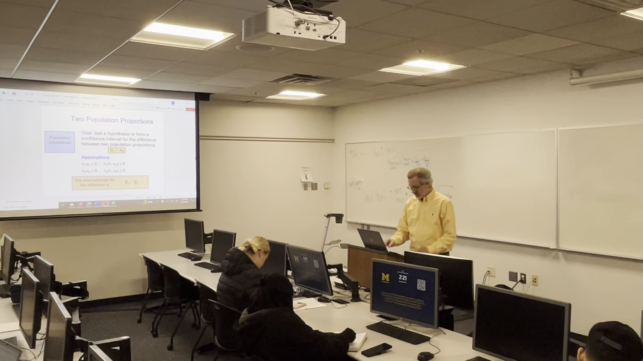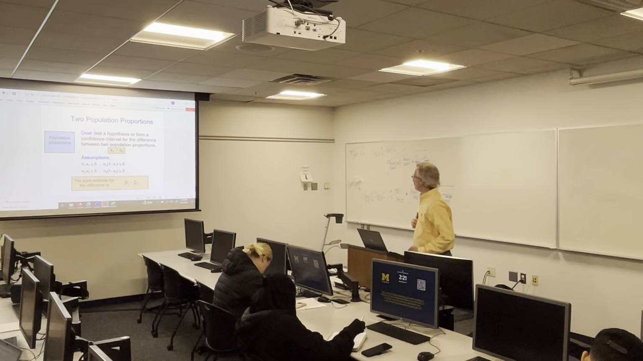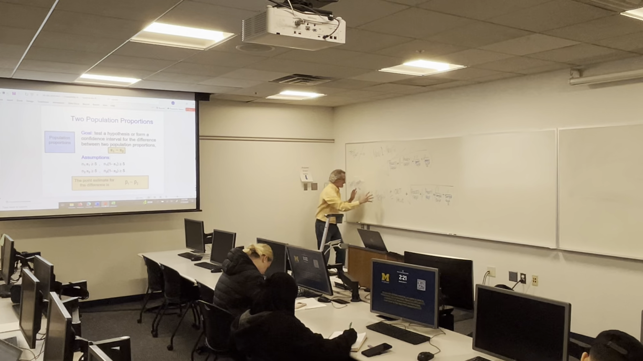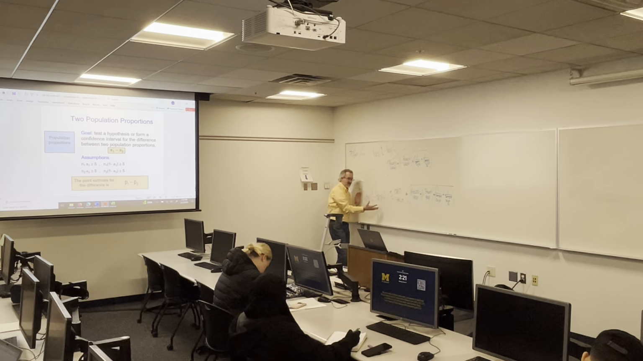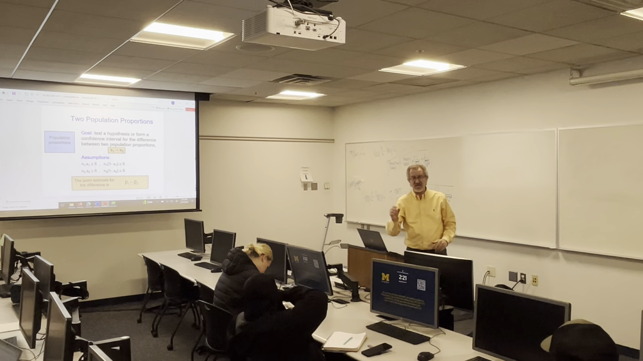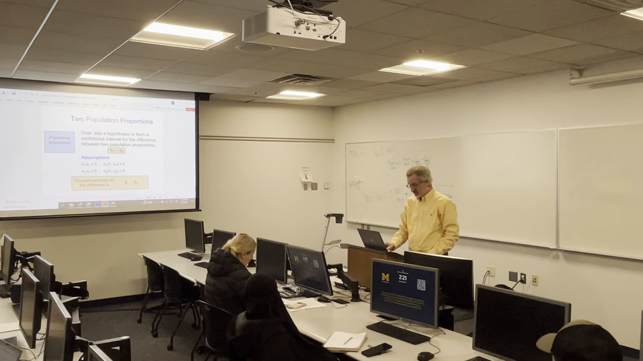All right, P1 minus P2, that's the numerator of your test statistic equation. That's the left-hand side before the plus minus of your confidence interval equation. That just says the first proportion minus the second proportion.